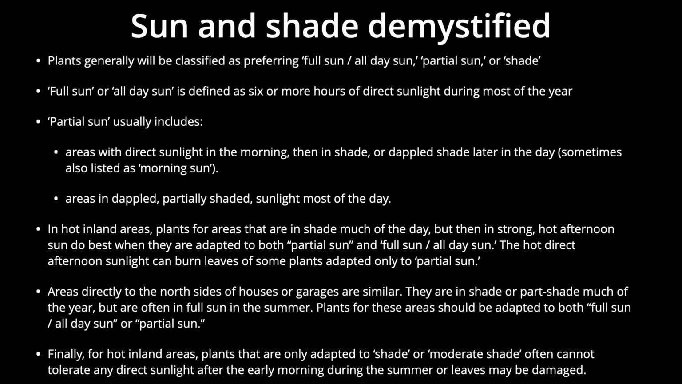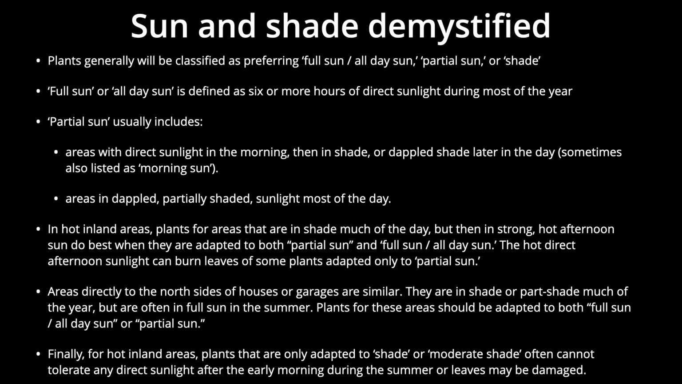So this slide is a reference for really just demystifying and laying out, plain and simple, the different sun and shade factors you might see associated with what plants want. Plants are generally going to be classified as preferring either full or all-day sun, preferring partial sun, or preferring shade. And some plants are flexible, so it's not that rare to come across plants that can either take full sun or partial sun, or sometimes partial sun or shade. There's very few plants that can take all three conditions, but there are a few out there.